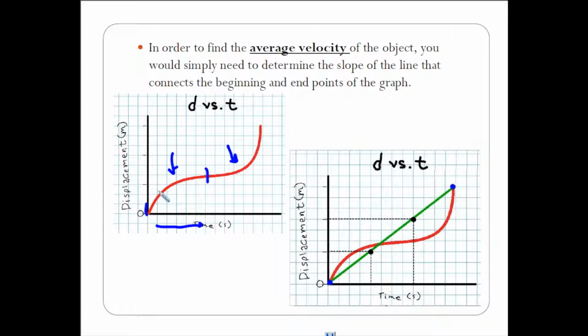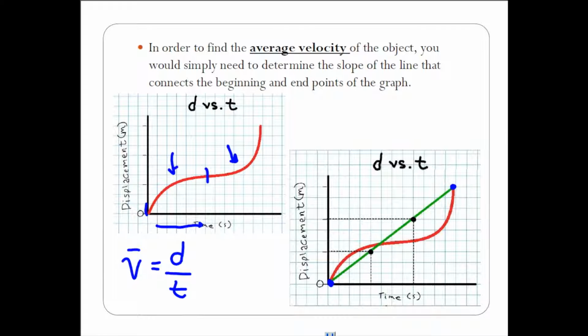I would like to find the average speed of this because my velocity is changing, but I can find the average speed. Remember, average velocity or speed is equal to how far have you gone divided by how long it's taken. So in order to find the average velocity of the object, you would simply need to determine the slope of the line that connects the beginning and end points of the graph.